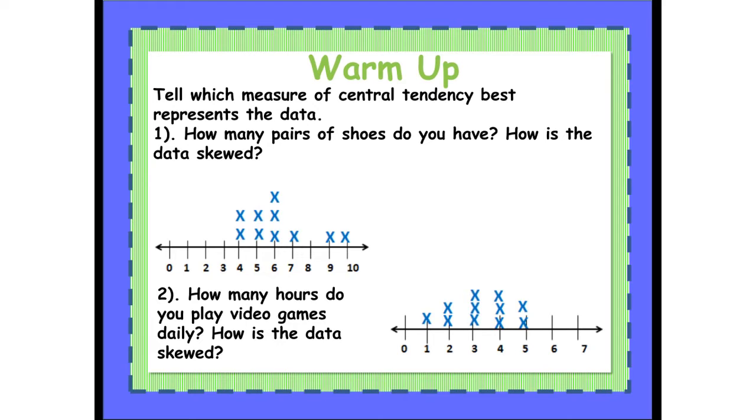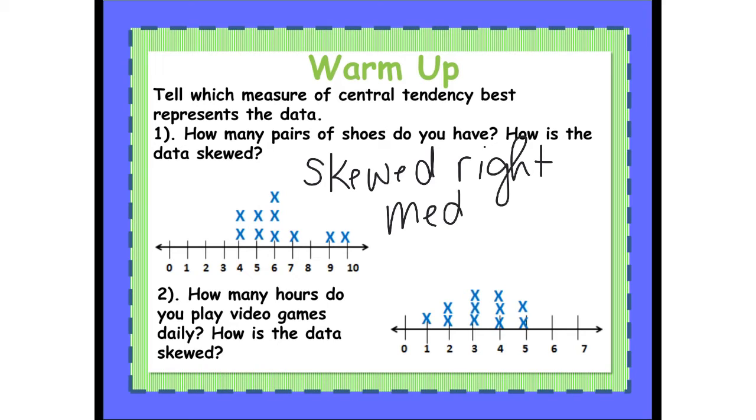Okay, on the first question, how is the data skewed? Well, there's more X's on the left side than there is on the right, so it is skewed right. And then, which measure of central tendency is best? Anytime it is skewed, we want the median. All right, pause the video and write your answers for number 2.